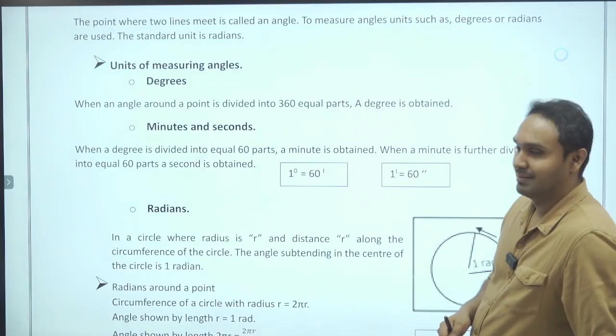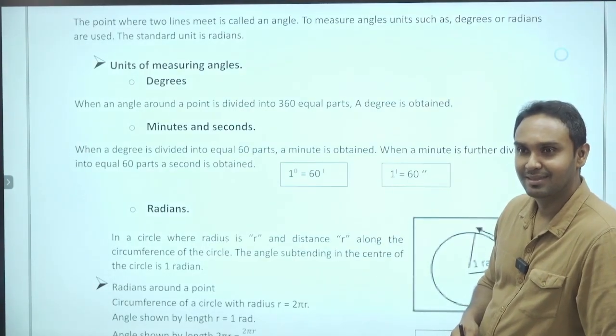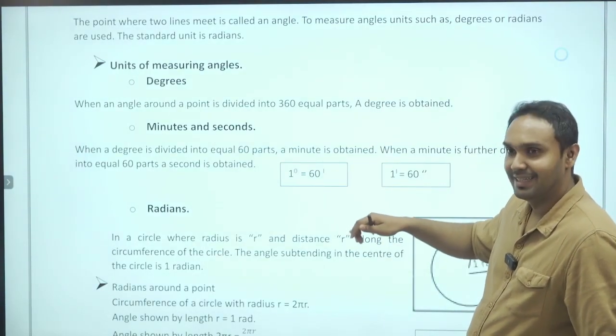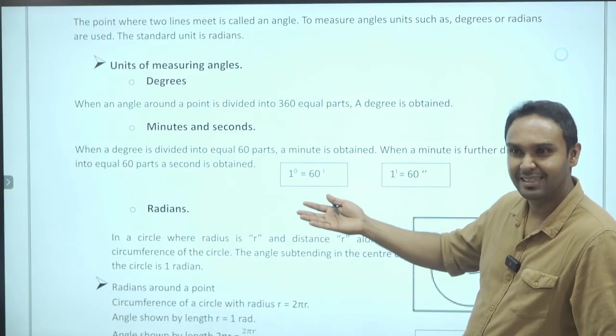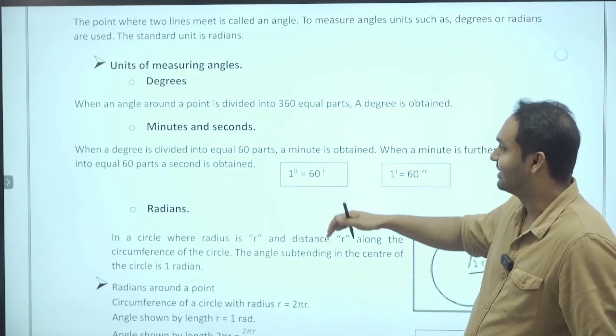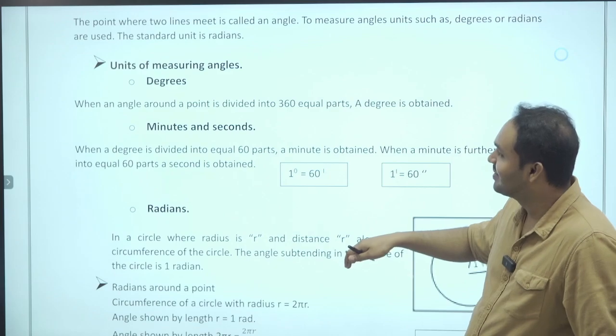Yeah, you can understand the joke. Doesn't matter. I said the easiest way to get a degree, like a degree. Yeah. Dividing into 360. Yes.